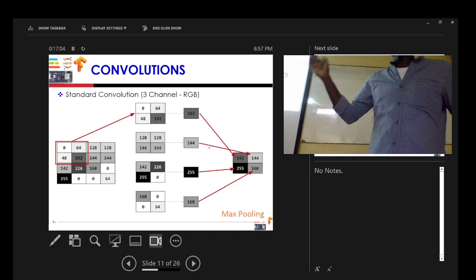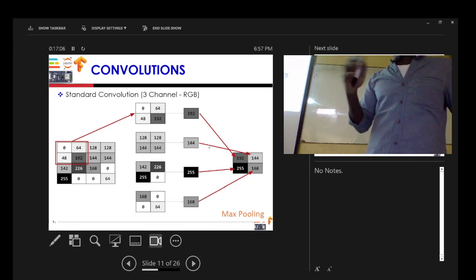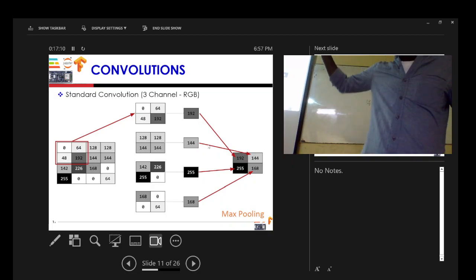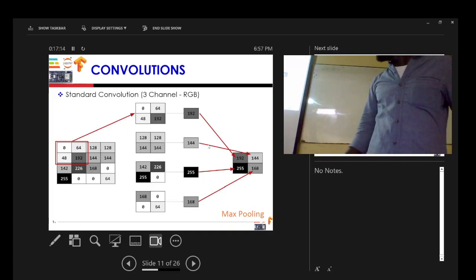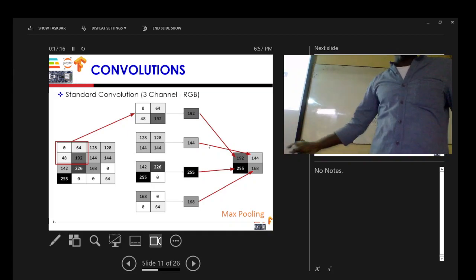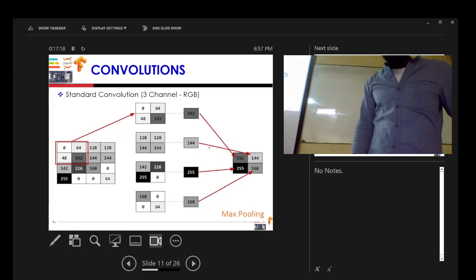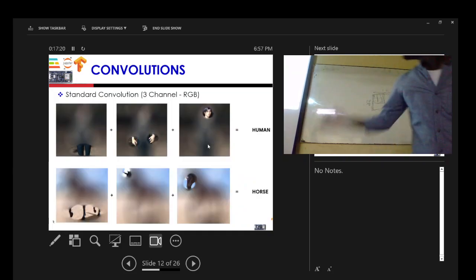And then there are different types. One of them is also average pooling. What it does is that it picks those four pixels, adds them, and divides by four. That's what it does. But we don't usually use that. We usually use the max pooling. Right? So I think I've explained this already.